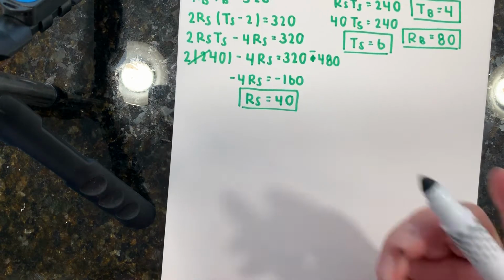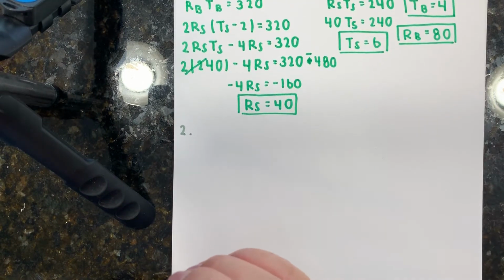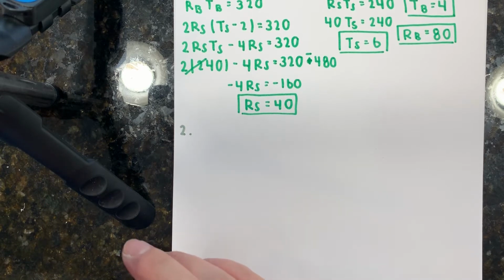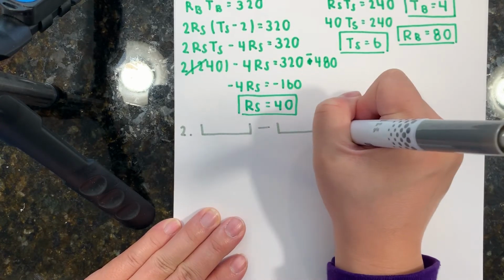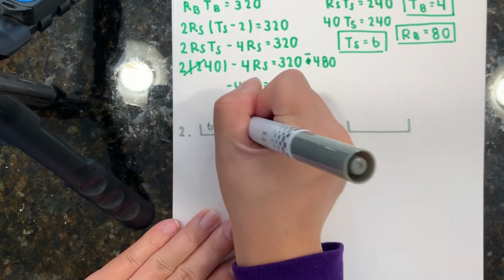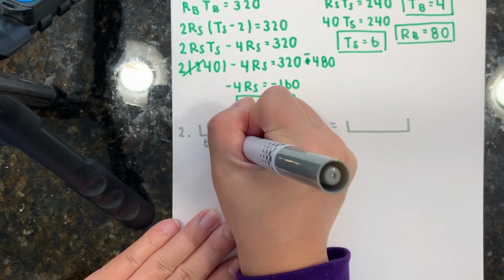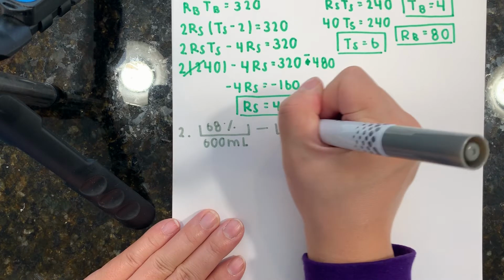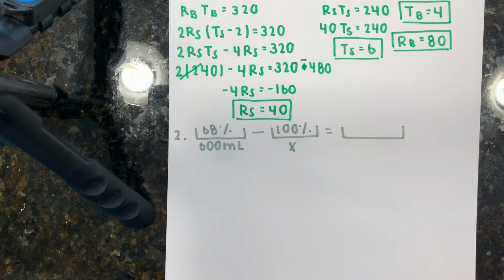Moving on to number 2. For number 2, we have the solution was 68% alcohol and it came up to the 600 milliliter mark on the beaker. How much alcohol should be evaporated so that the remainder would only be 20%? So we're evaporating, so that means we're subtracting. Our starting solution is going to be 68%, and it says that we have 600 milliliters of that. We're subtracting pure alcohol, so that would be 100% alcohol, and we don't know how much we're taking away.